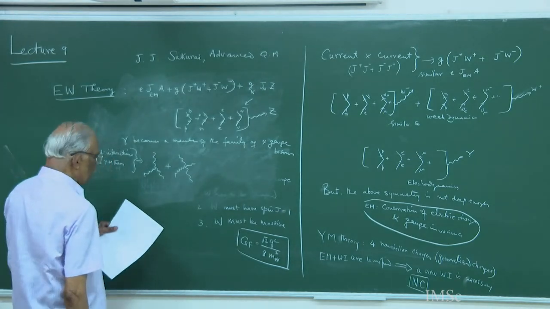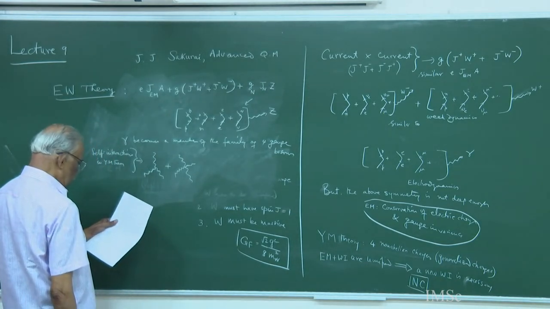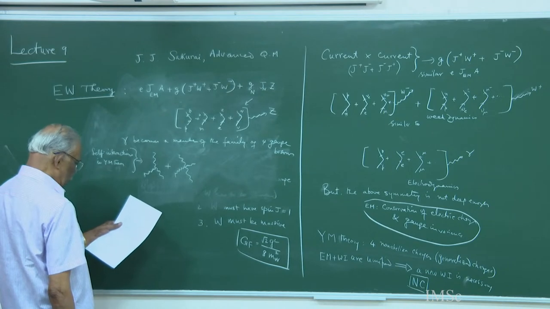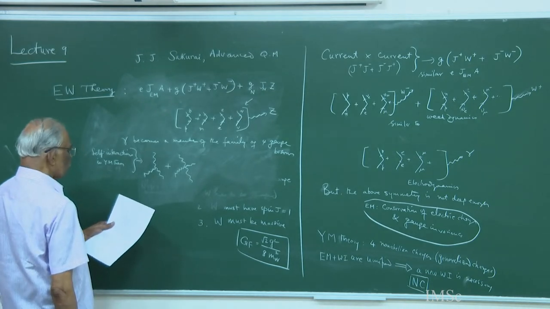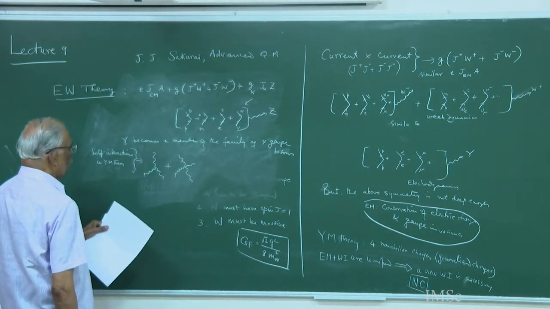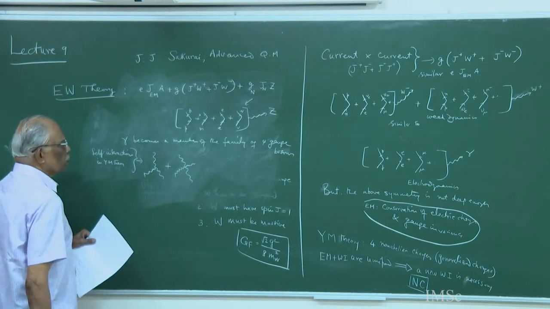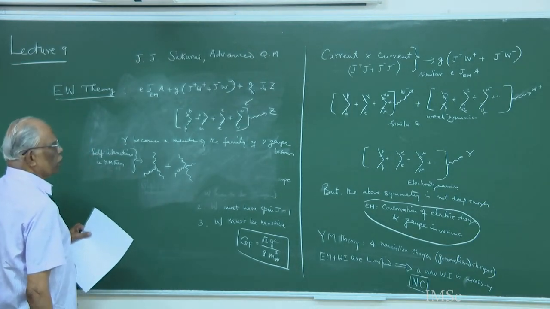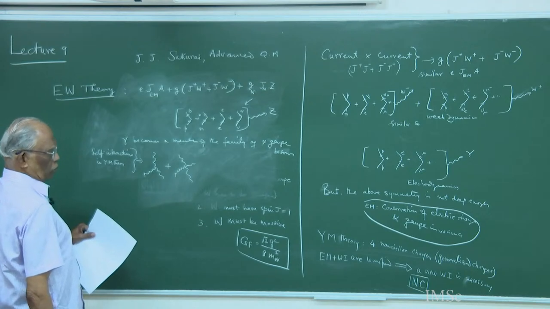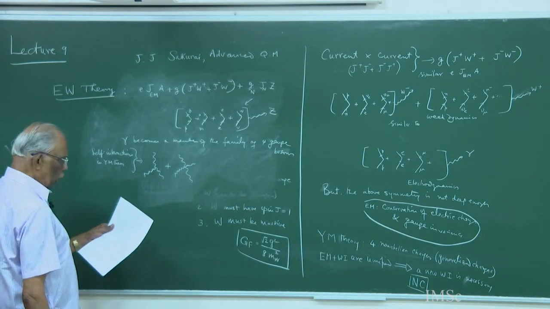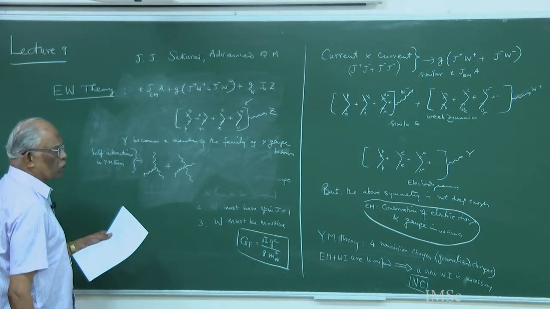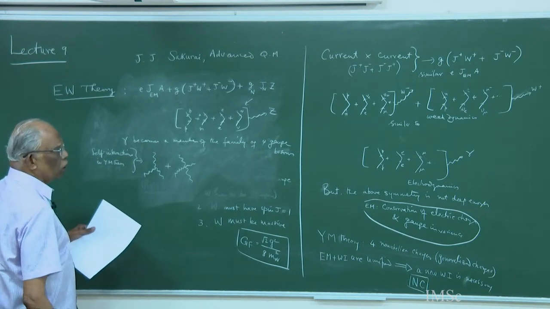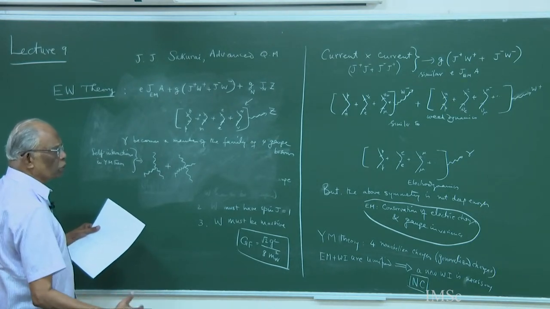So we have completed a full circle. We started with Fermi, who used the analogy with the electromagnetism. And then we end up by incorporating electromagnetism and weak interactions into the same electroweak theory. That is the construction of the electroweak theory, whose full details we will come to later.